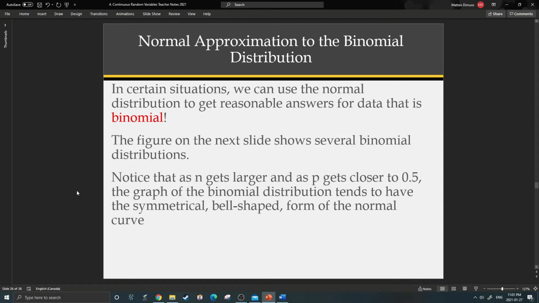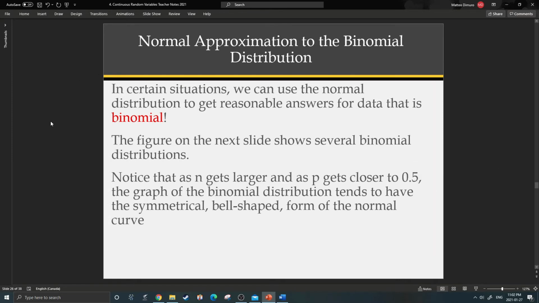In certain situations, we can use a normal distribution to get reasonable answers for data that's actually binomial. This is awesome. The figure on the next slide shows several binomial distributions. Notice that as n gets larger and p, or probability, gets closer to 0.5, the graph of the binomial distribution tends to have the symmetrical bell-shaped form of the normal curve. Somebody noticed this. And remember, if the middle is 50%, then you're getting close to a normal distribution.